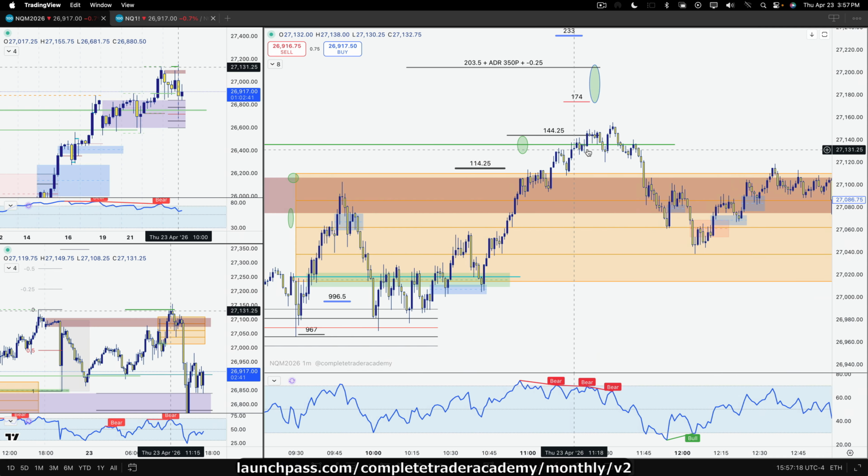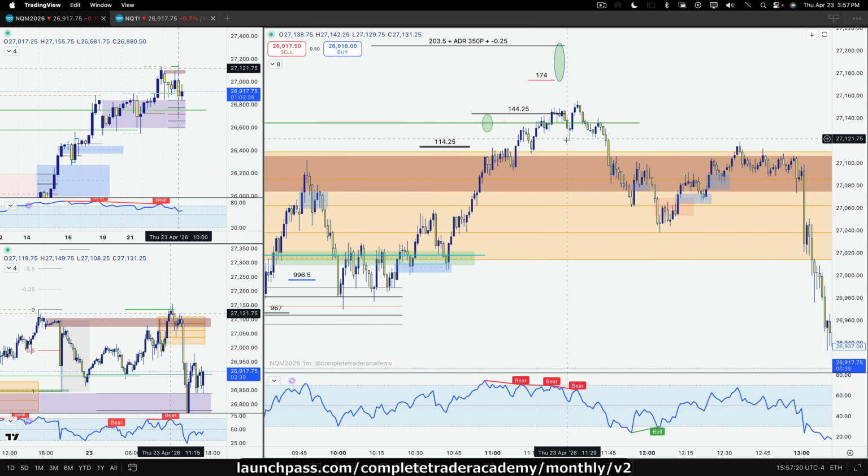Okay, so guess what? What does it do? Comes down and breaks this low. That's a break of structure right here, but not really that important. Makes a new high. Finally get a final raid, trapping the buyers, and then you get a closure below here.